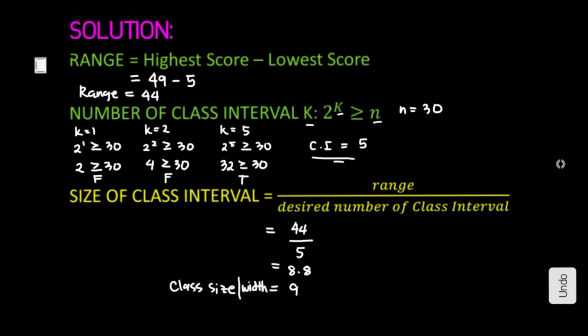Parehas lang po yan. So, tandaan po natin, kapag po class size or class width, dapat po whole number. So, kapag gaya nito, meron tayong nakitang or nakuhang decimal, i-round off natin to the nearest whole number. So, 9 po ang gagamitin nating class size or class width. So, move on tayo.